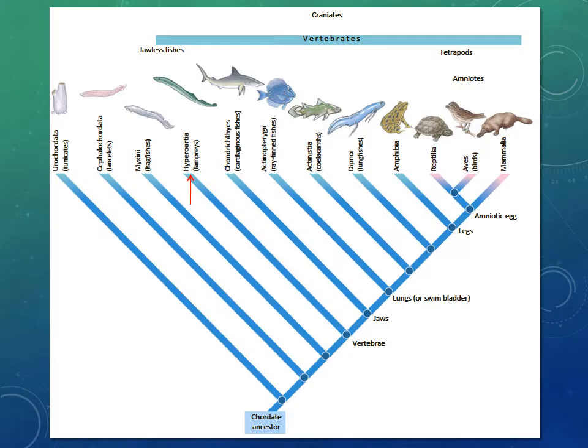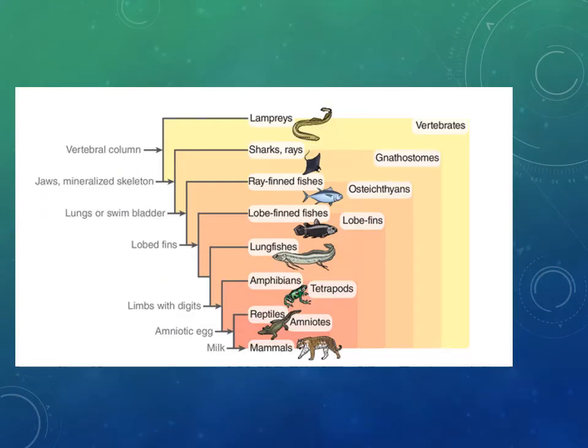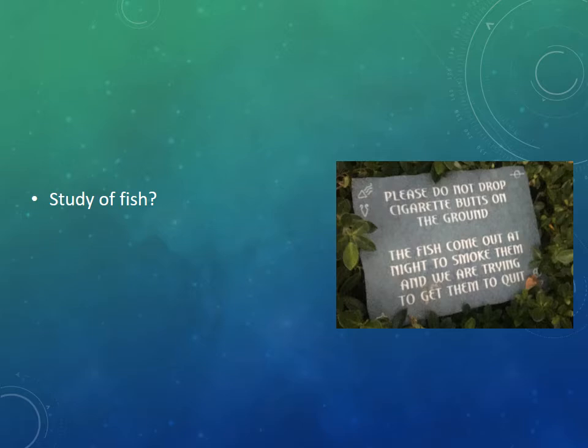All right, lamprey. I'm going to go through some other groups of vertebrates. So lampreys, shown here. Lampreys are vertebrates, but they don't have jaws, so they're a jawless fish.